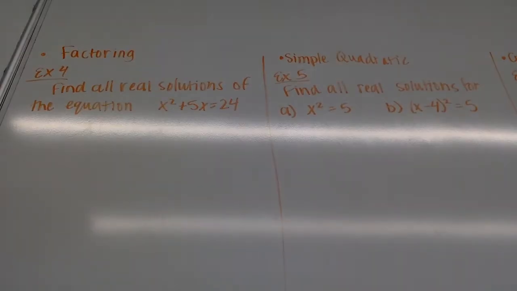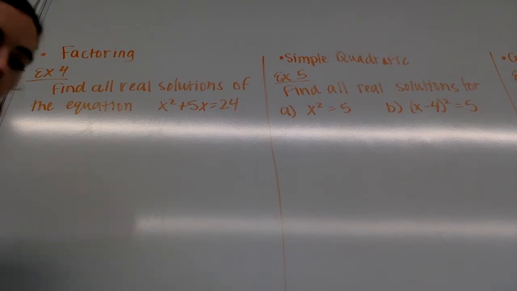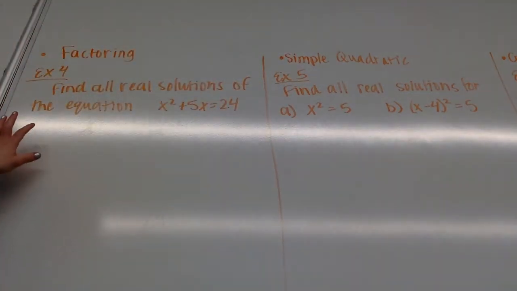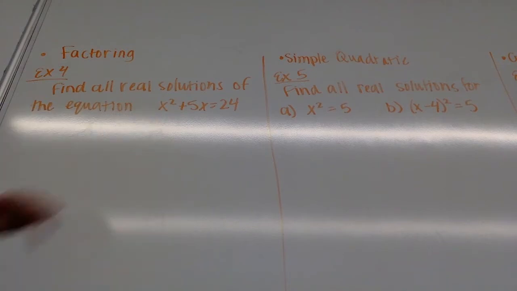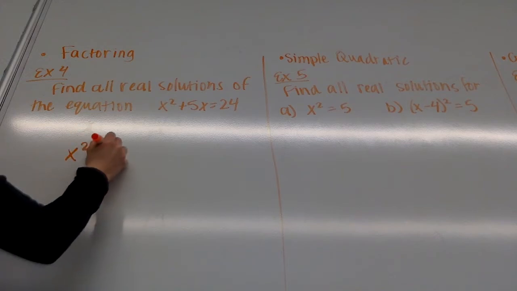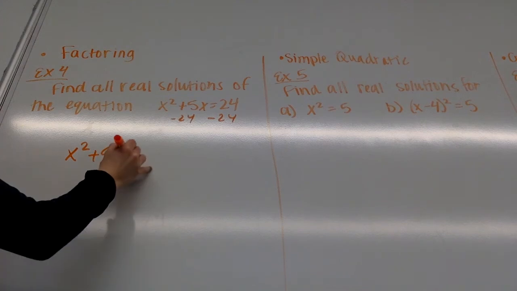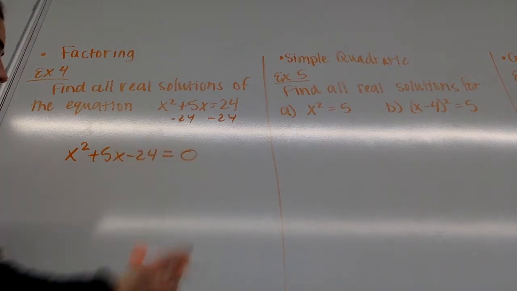Okay, so here are two examples. Example 4 is factoring, which you probably know how to do. You might need a refresher. And number 5 is a simple quadratic. So we need to find the real solutions of x squared plus 5x equals 24 by factoring. So the first thing I'm going to do is get everything on the same side. So I'm going to subtract that 24 from both sides.